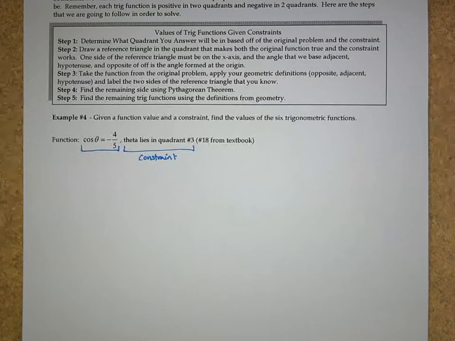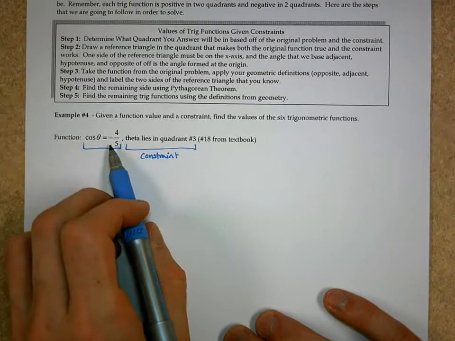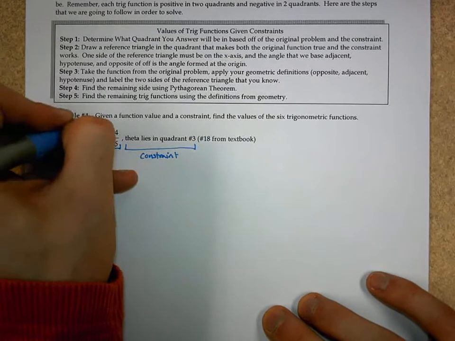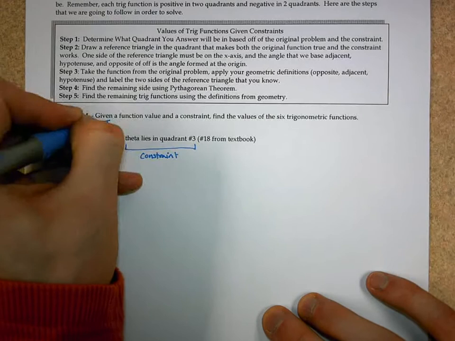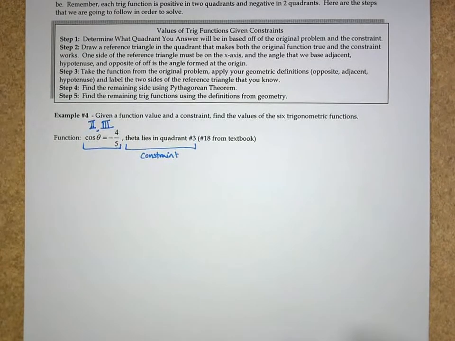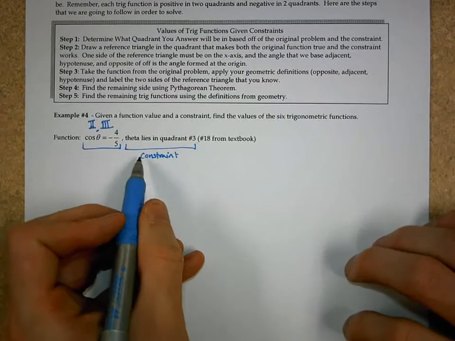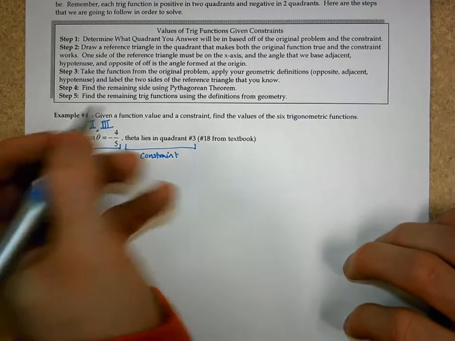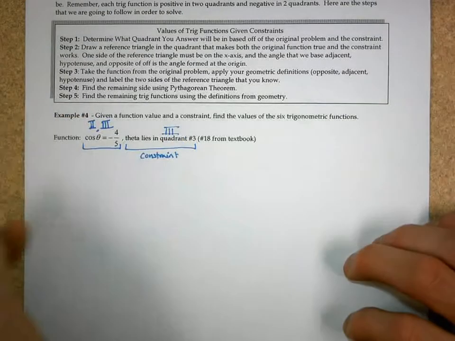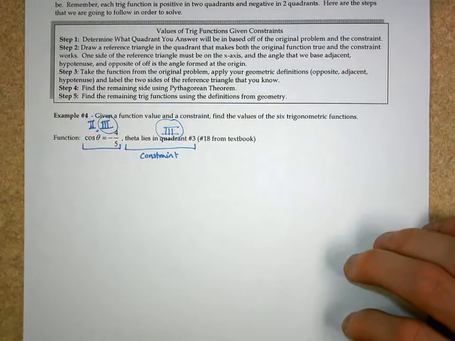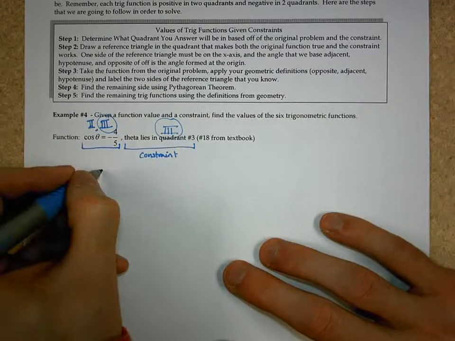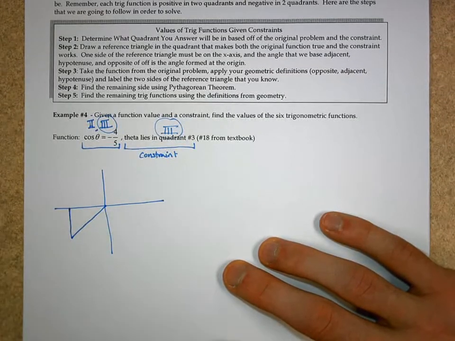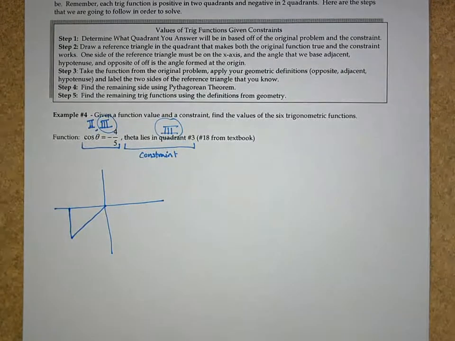drawn in. So right here, cosine is -4/5, which means that my angle has to be drawn in quadrant 2 or quadrant 3. Those are my two options. My constraint then is going to narrow down my two options to one of those two. Here I say theta lies in quadrant 3. So I'm going to draw my reference triangle in quadrant 3, since that makes both pieces true.